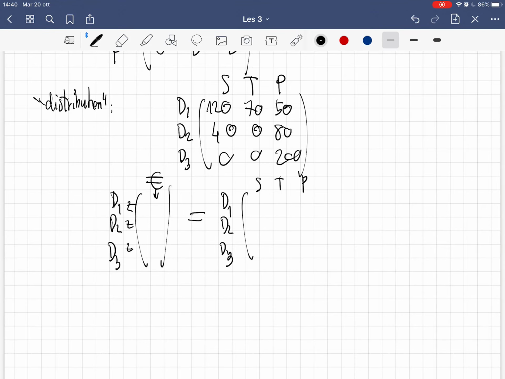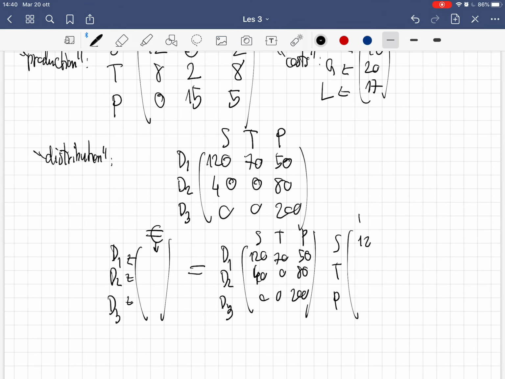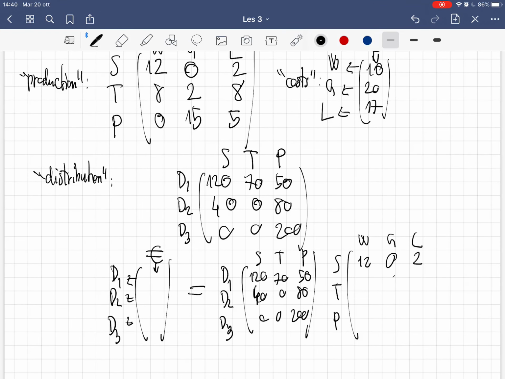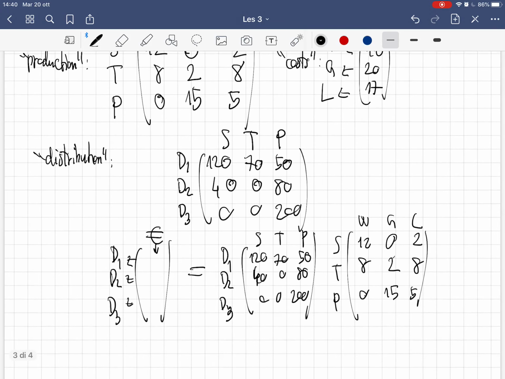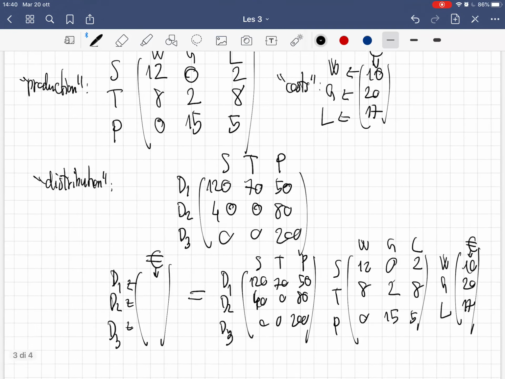So here you have this matrix. So I'm just copying, okay, very good. And here you have STP again. This is the production matrix. You see that this agrees with this. This is important. And here you have WGL, 2, 8, 2, 8. And very good. And then you have the costs. Here, WGL and the euro, 10, 20, 17.